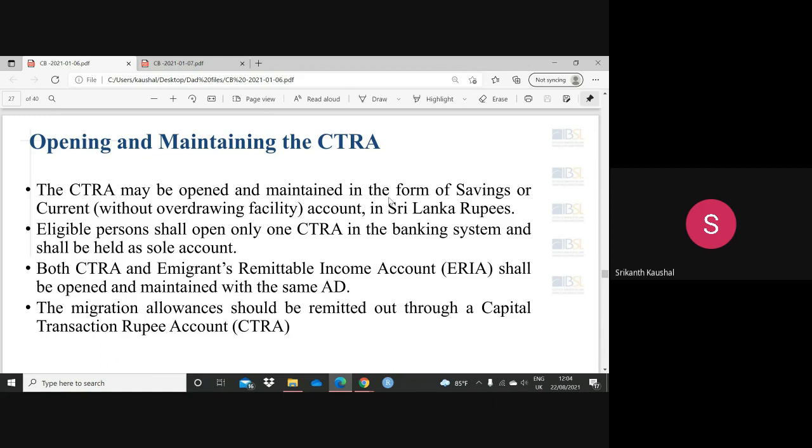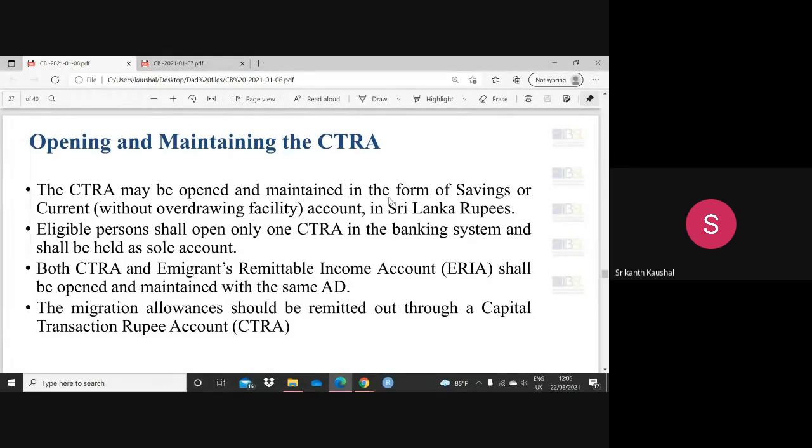Something new happened in March this year. When the Central Bank revised the foreign exchange regulation, they brought a new account. What is the name of the new account? This is the account, ERI. What does ERI stand for? Immigrants Remittable Income Account. Remember, sometimes you might get a question.